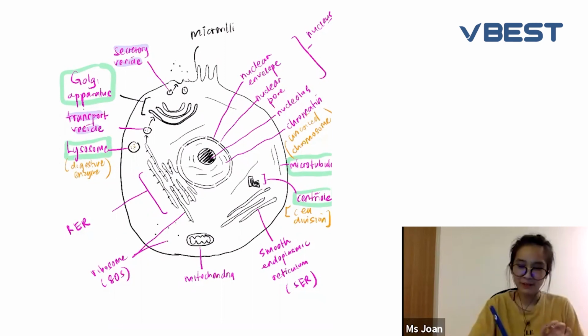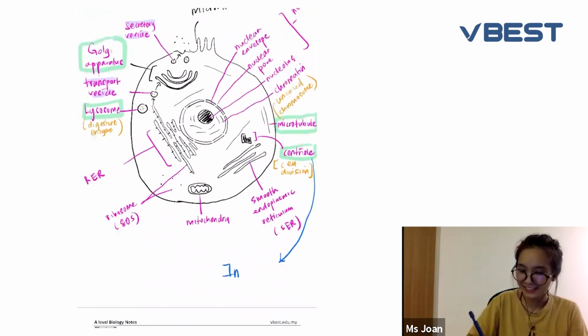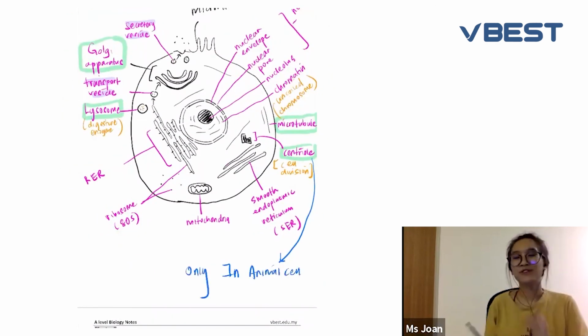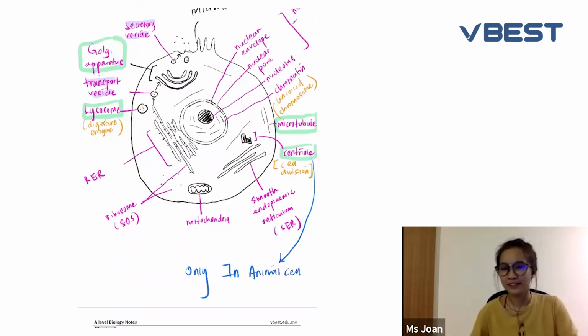Okay, come, let me tell you something important. Centriole can only be found in animal cells. Remember that, okay? In plant cells, do you have centriole? Don't have. Okay, clear, yeah? They always ask you also in your question, which one is only found in animal cells?